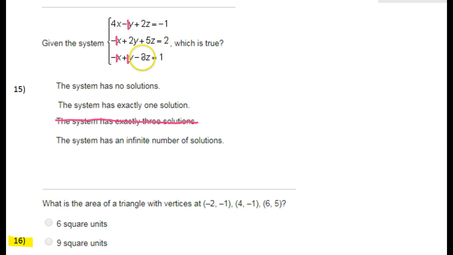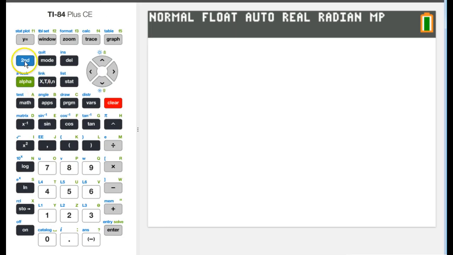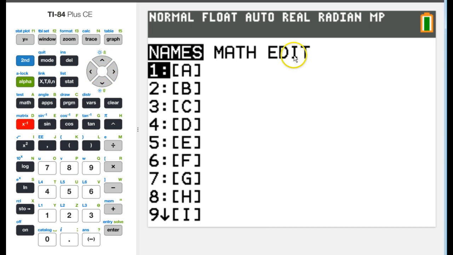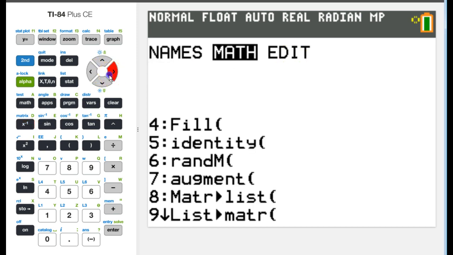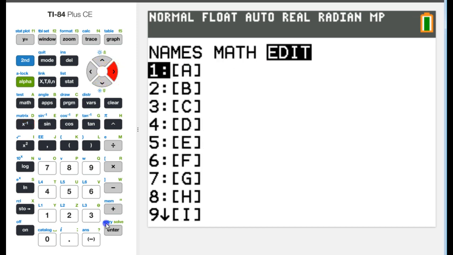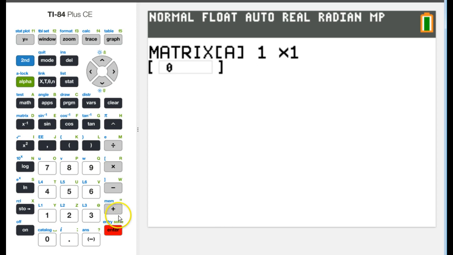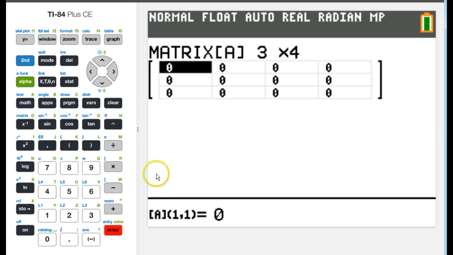Notice this has 3 rows and 4 columns, including the solutions at the end. So this is a 3 by 4 matrix. So let's go to the matrix area by hitting second matrix. We need to go to the edit menu, and I'm just going to use matrix A. So like I said, this is a 3 by 4 matrix, so I have to change the dimensions. And now we'll start typing.